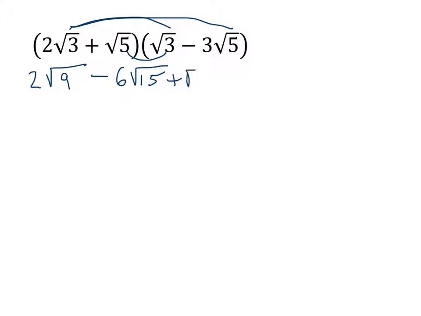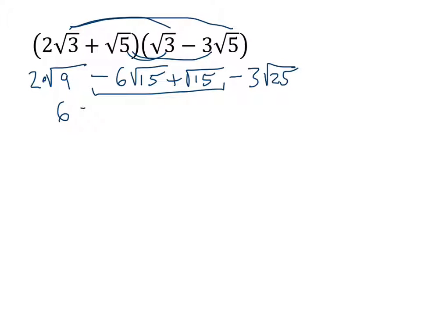Multiply the inside guys. Square root of 15. Multiply the outside ones. So that's going to be minus 3 square root of 25. And we'll clean that up in a second. Okay, the minus here came from positive times a negative giving us a negative. So this becomes 2 times 3, because the square root of 9 is really just 3. So this is 6. And then we can combine these two guys. We've got negative 6 square root of 15 plus 1 square root of 15. That's going to be a negative 5 square root of 15.